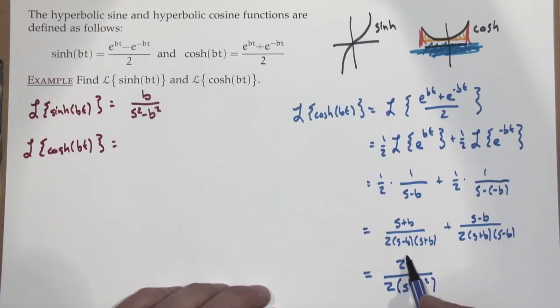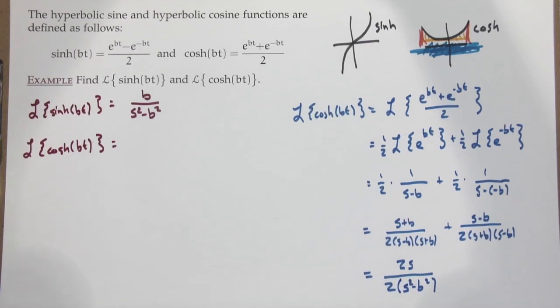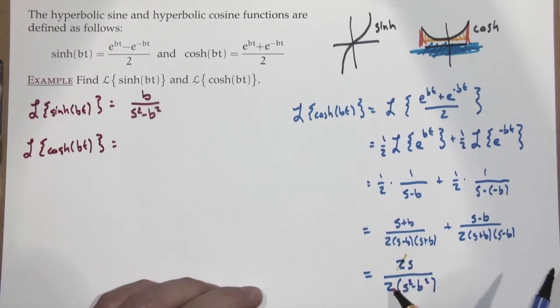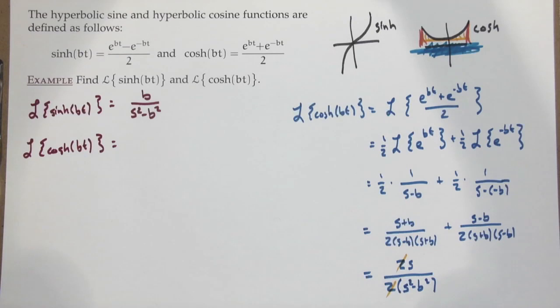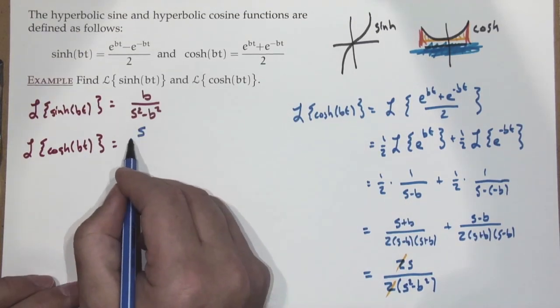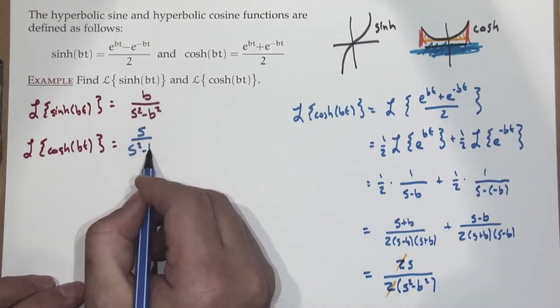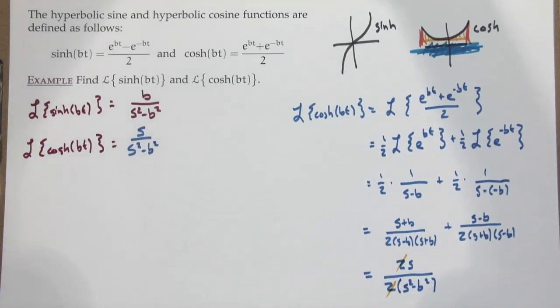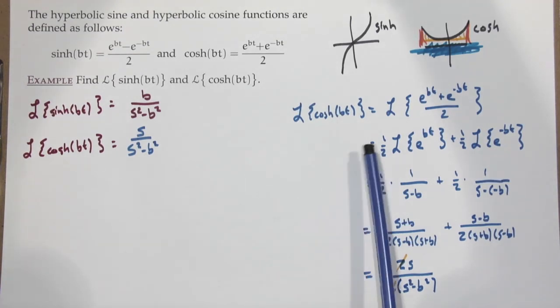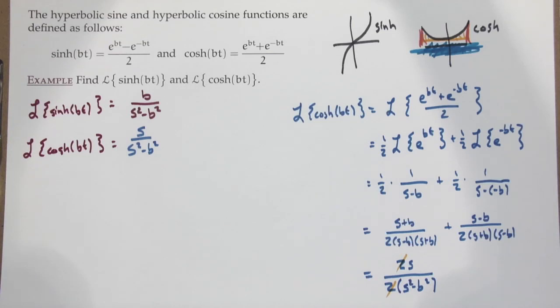And then we say, aha! The 2s, they cancel. And so we're left with s over s squared minus b squared. So there you go. There's the Laplace transform of cosh. But at the end of the day, it's really just exponential functions.